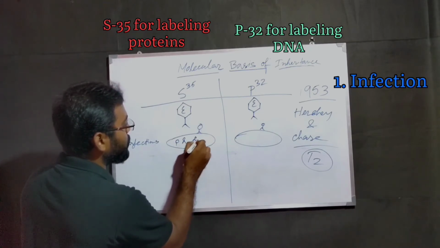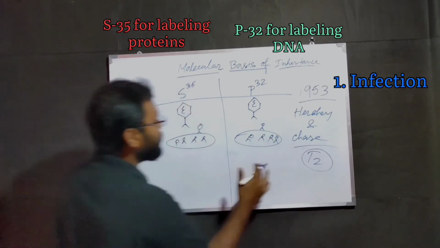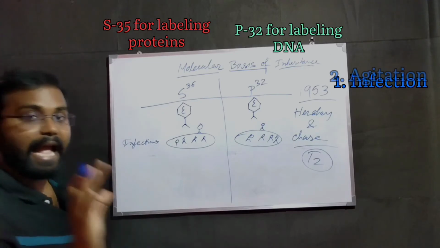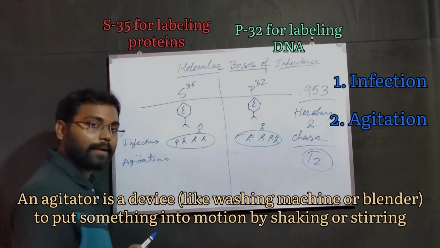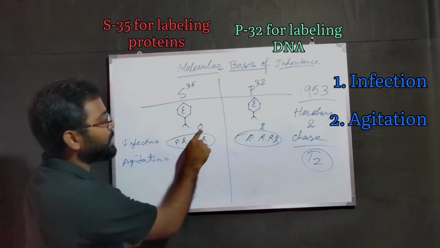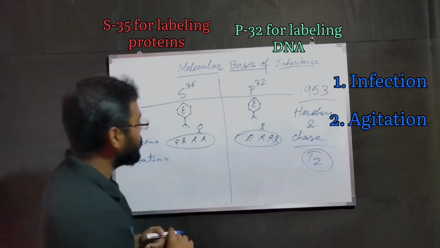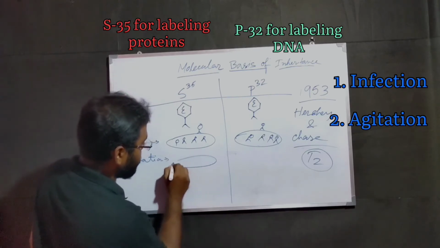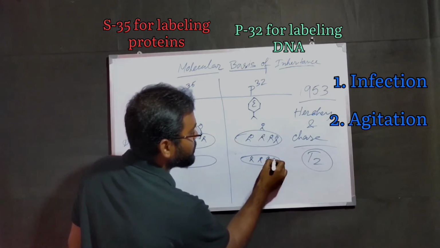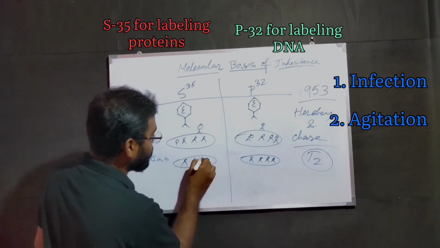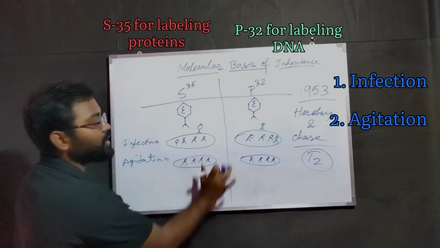So many copies of bacteriophages are formed, and now the next step is agitation. In this step, they blended the solution to detach the bacteriophages from the surface of the bacterium. So now this is the bacteria with many bacteriophages inside them, and no bacteriophage is attached to their surface.